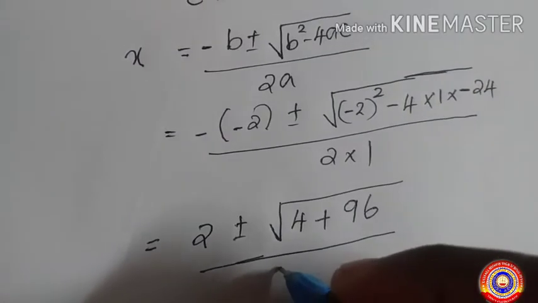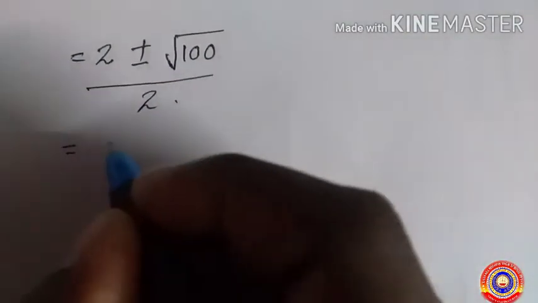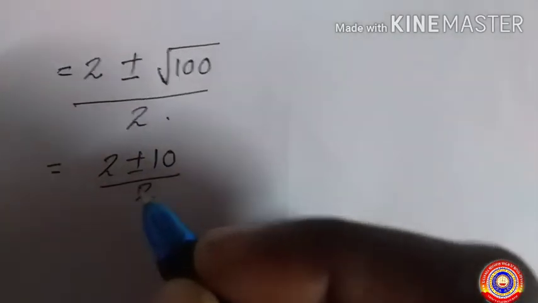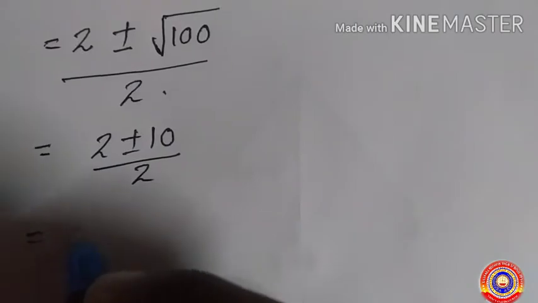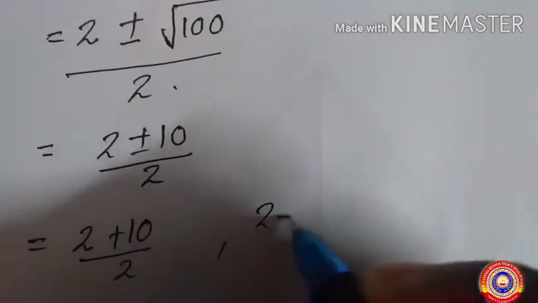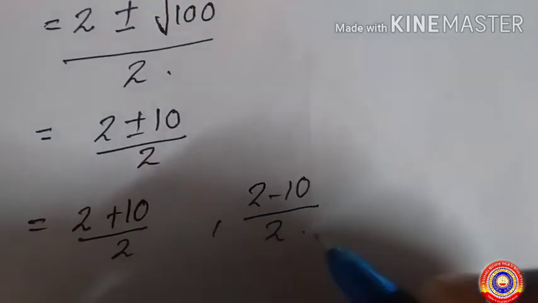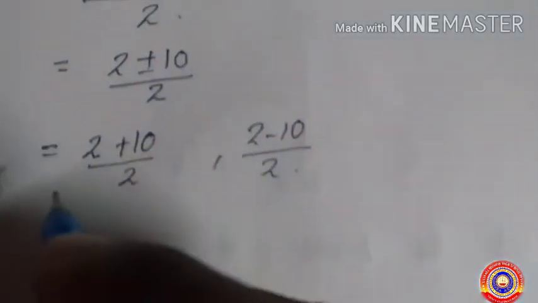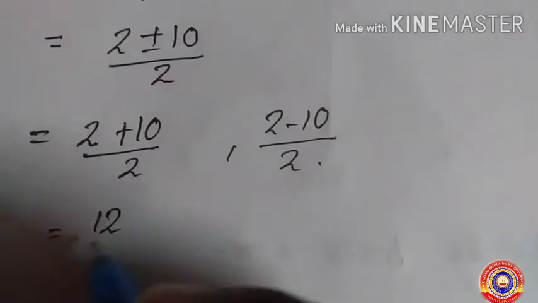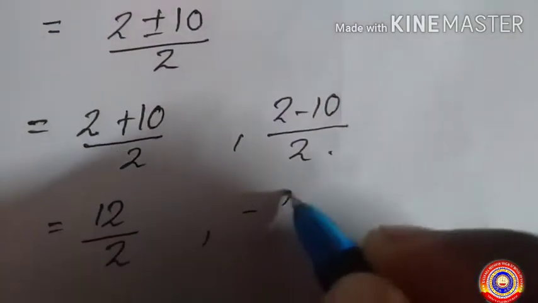2 into 1 is 2. That means 2 plus or minus root of 96 plus 4, 100, root 100, divided by 2. That is equal to 2 plus or minus 10 by 2. So it is equal to 2 plus 10 by 2, comma 2 minus 10 by 2. Here we get 12 by 2, comma minus 8 by 2.